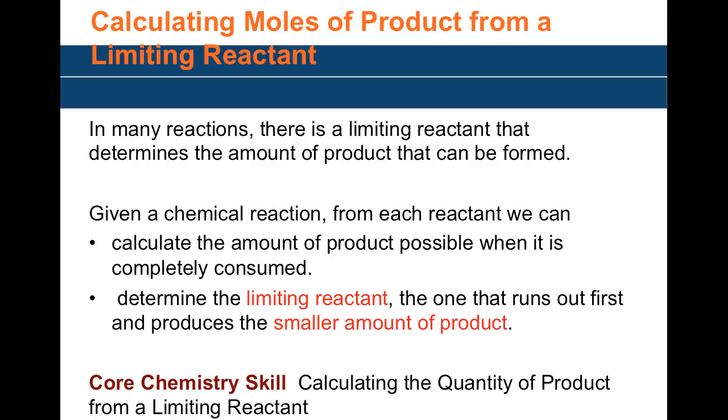All right, so calculating the moles of product from a limiting reactant. If you're given a chemical reaction, what we can do is look at each reactant and then separately calculate what the amount of product would be from each of those reactants if it is completely consumed. The reactant that gives you the least amount of product, that is the limiting reactant, all right? The one that gives you the smallest amount of product, that's the limiting reactant because that's running out first, and so it's going to give you the smallest amount of product.